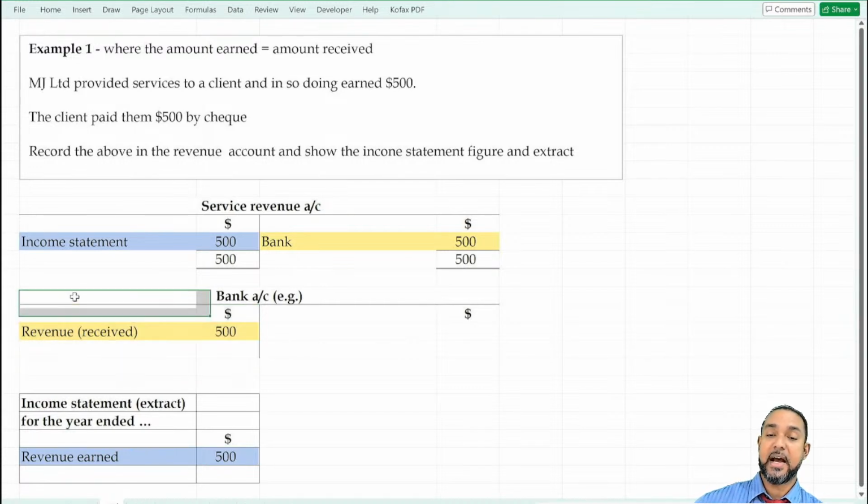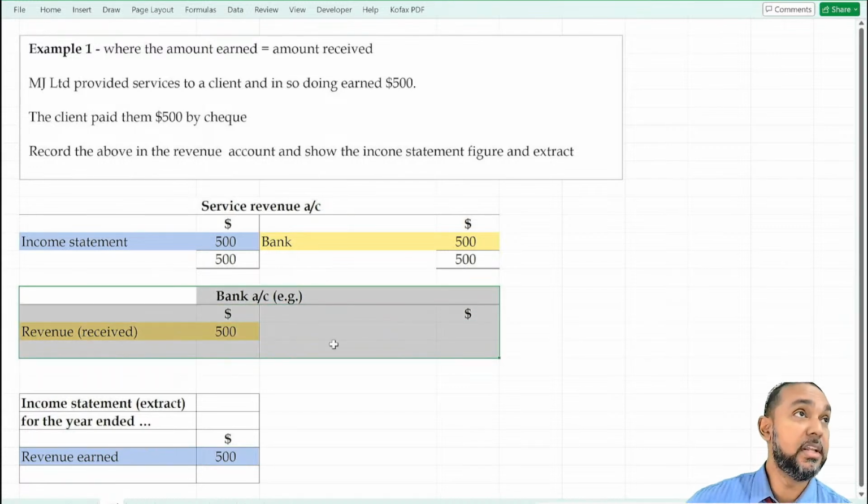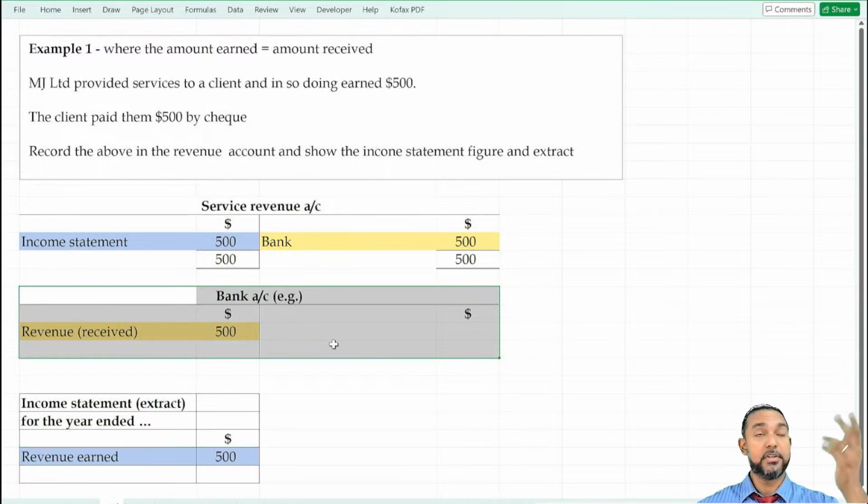So remember, bank is an asset, right? If you receive money from having provided a service, the amount of money you have is increasing.